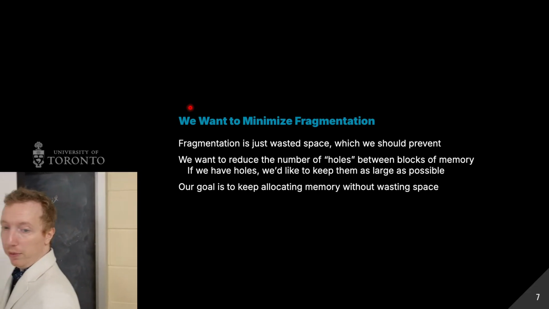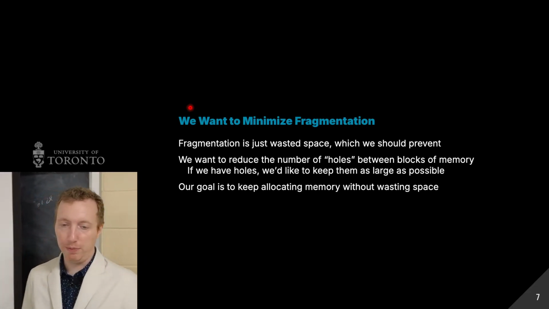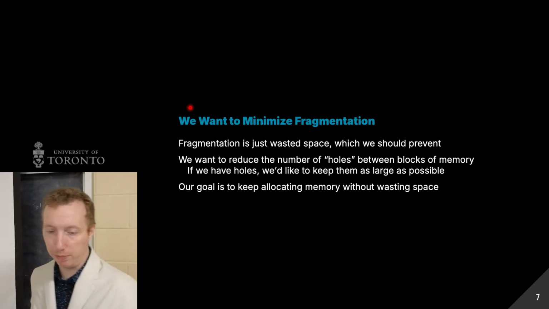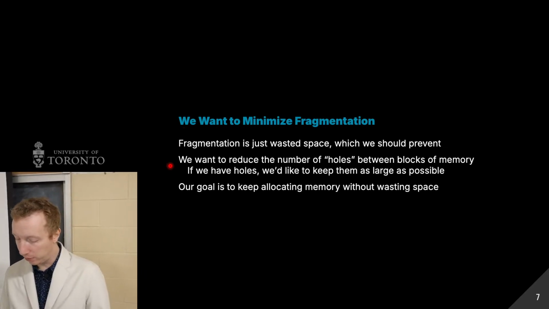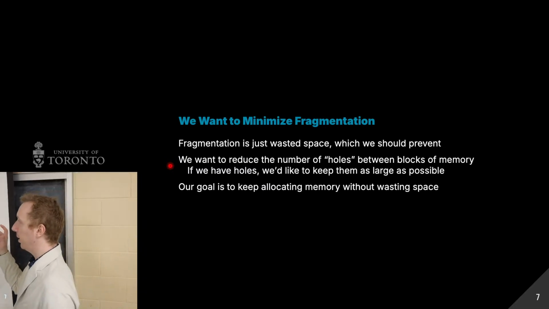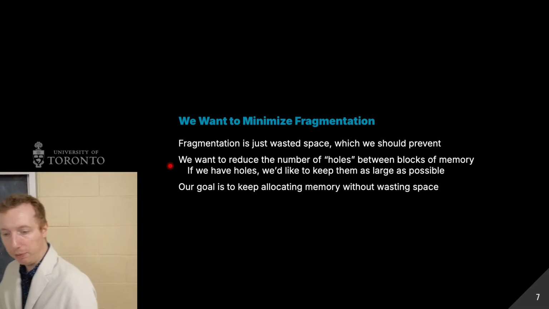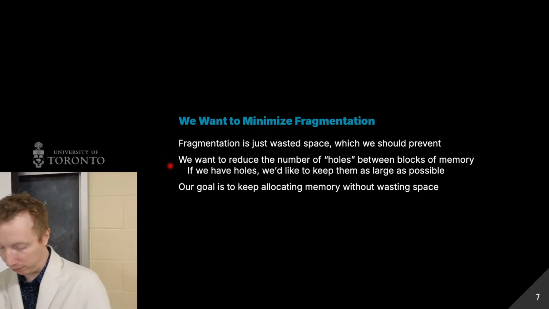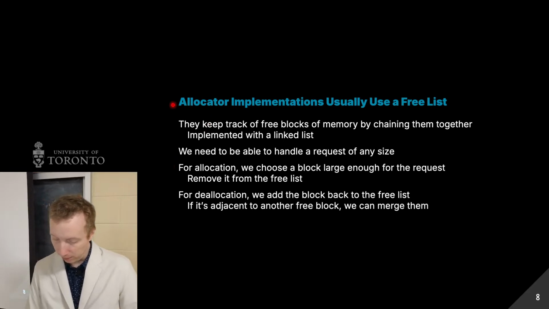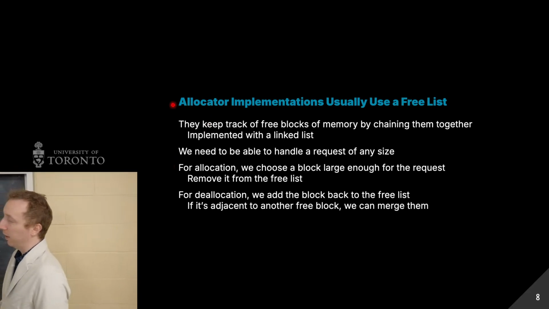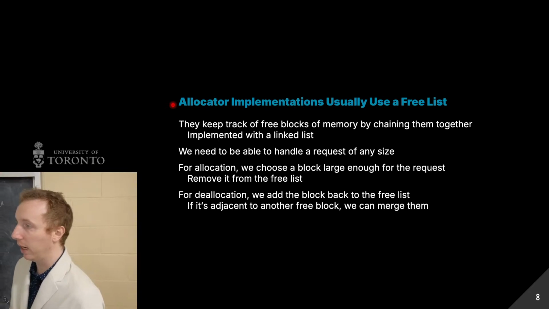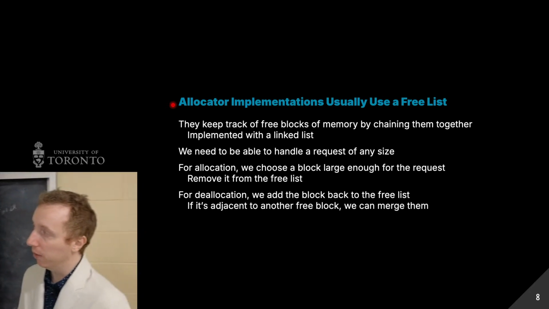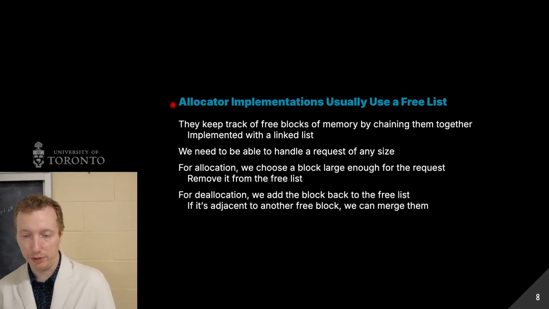So one of our goals if we implement malloc is, well, one, it should be fast. Two, we want to minimize fragmentation, again, just wasted space, which we should prevent. So what we want to do is reduce the number of holes between blocks in memory. If we have holes, we'd like to keep them as large as possible. And we want to keep allocating memory without wasting space. So when we implement it, it usually uses a free list, like we had a free list of pages, but now we keep track of a bit more information. We're keeping track of the size of the allocation as well.